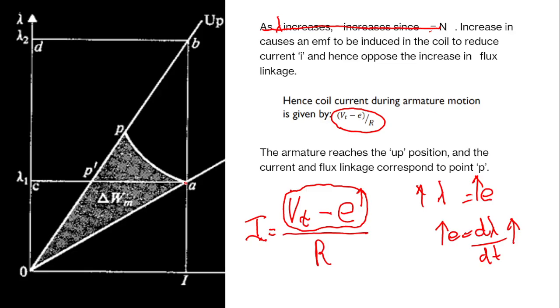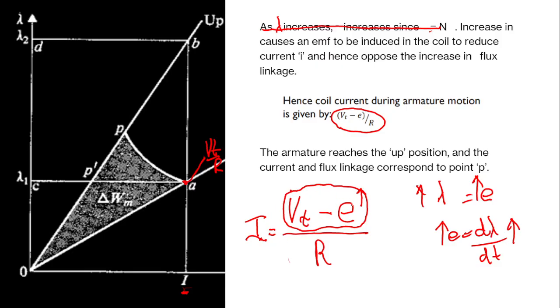So from here, this is Vt over R, which is I. So it's the starting current, right? So now we know two things. We know as the armature starts to move, the flux linkage, which is the y-axis, will increase. But also, while the lambda is increasing, the current will start to decrease.